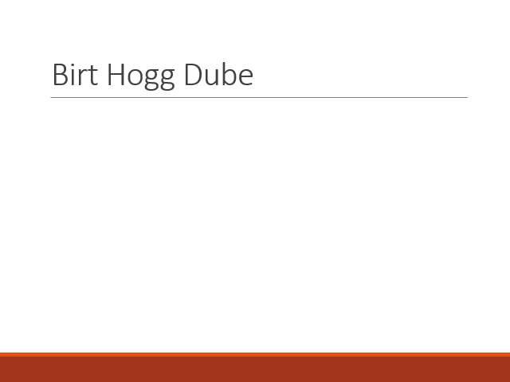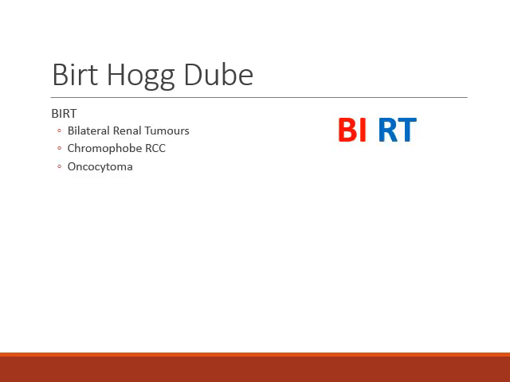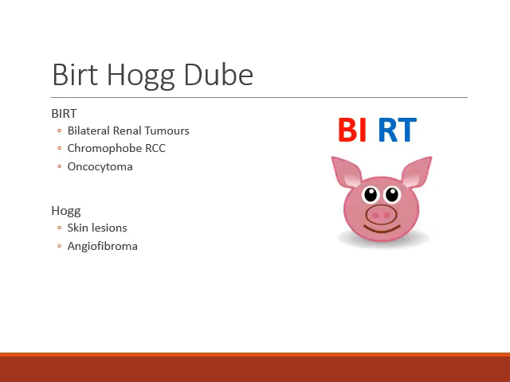And we're going to end with Birt-Hogg-Dubé, and my way of remembering the features of this syndrome. As far as I'm concerned, BIRT stands for bilateral renal tumours, classically chromophobe and oncocytoma. Both of these have the same progenitor cell. They originate from the same cell lineage. So Birt is bilateral renal tumours.